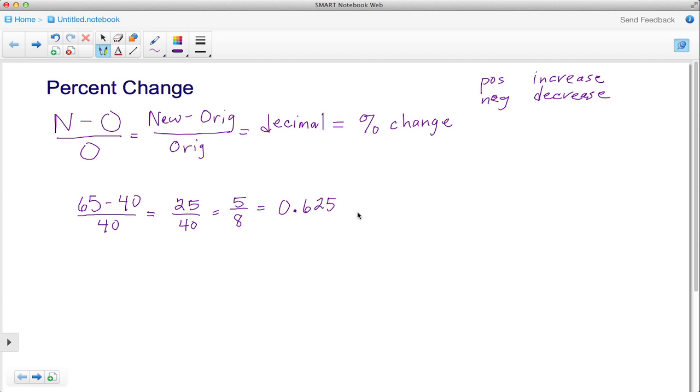Here we are in decimal form, but we want to show this as a percentage, so this decimal point has to be moved 2 places to the right, so this here becomes 62.5%. And because this number is positive, we know that that would be an increase. Let's take a look at a second example, and this one's going to be a decrease.